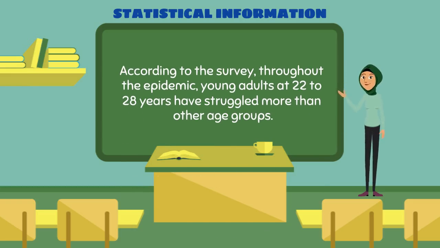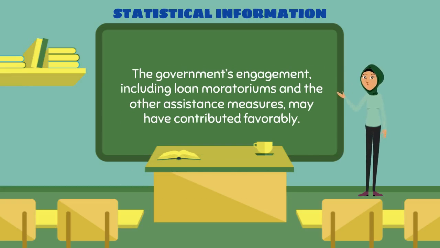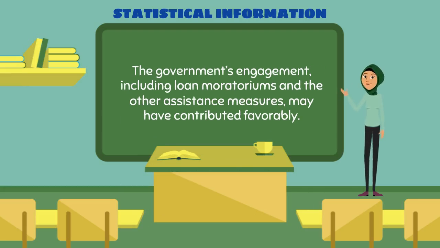According to the survey, those aged 22 to 28 years had the greatest average DPD throughout all 4 years. However, it has decreased from 6.2% to 3.8%. This is because they are in the early phase of their profession with lower income and savings than their older counterparts. Unemployment had also hit this group particularly hard in the previous 2 years. However, government engagement, including loan moratorium and other assistance measures, may have contributed favorably, in addition to behavioral adjustment among Malaysians toward cautious spending during the difficult economic situation, according to the report.